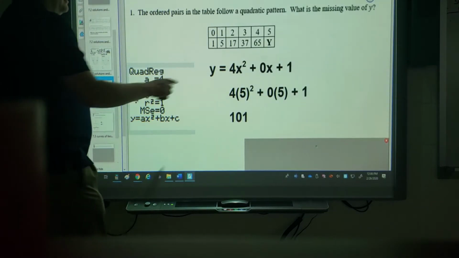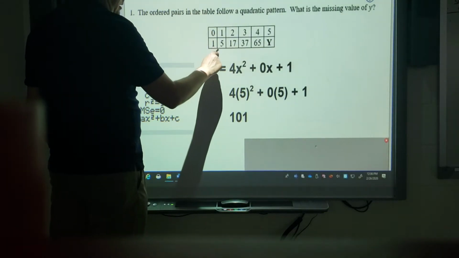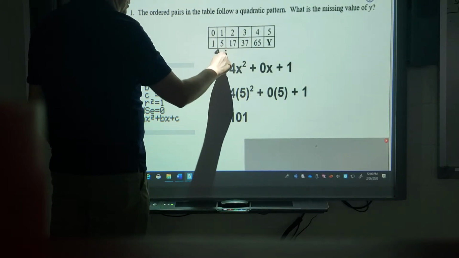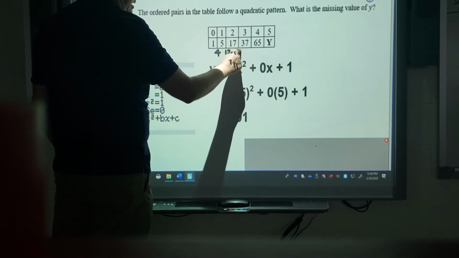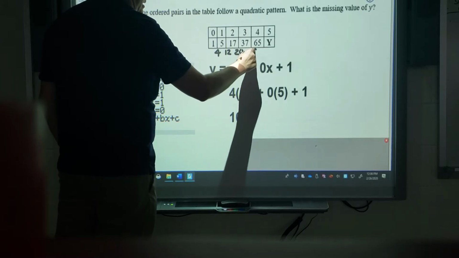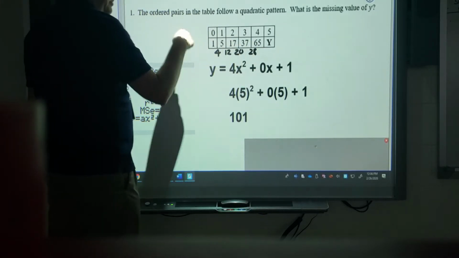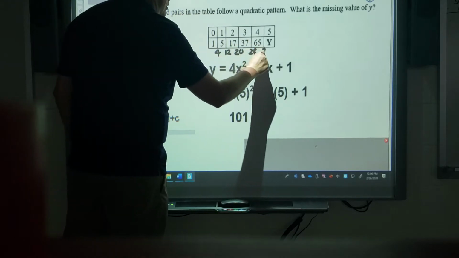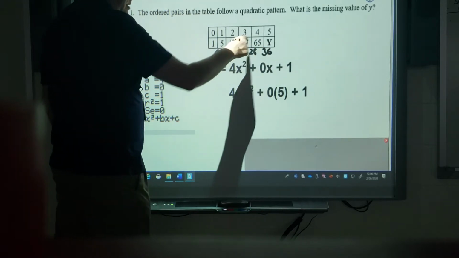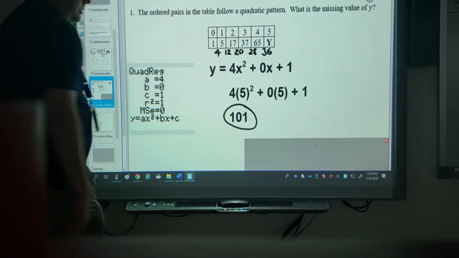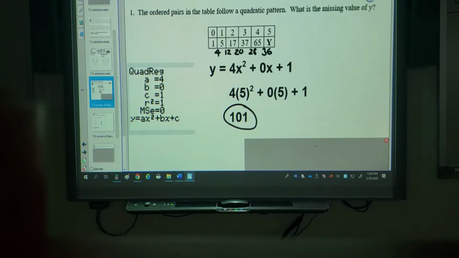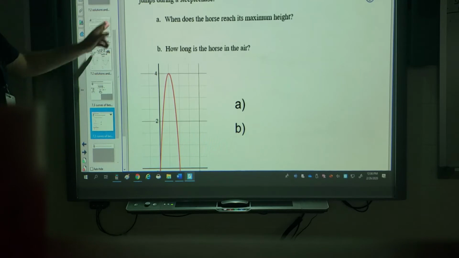Now some students did notice as well, you can do this by pattern. Like this number increases by 4, this one by 12, this one by 20, this one by 28. And they noticed that it was going up by 8 more each time than the previous increase. So you could also do that with this one as well. It goes up by 36. And that would also give you that answer of 101. So very clever for those people that actually noticed that pattern for that question.